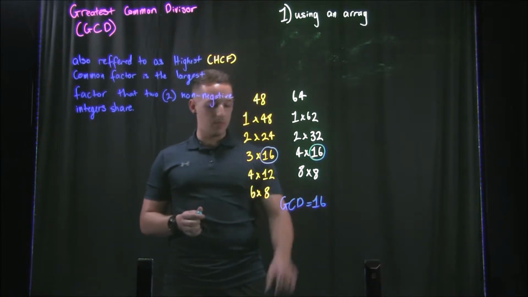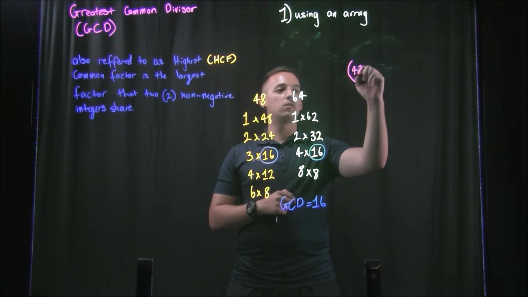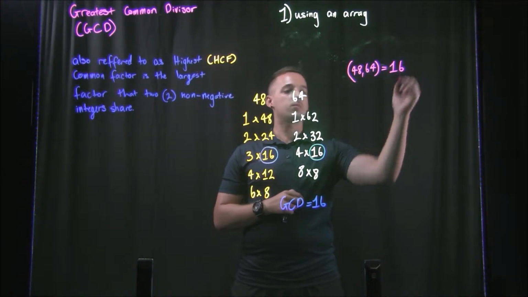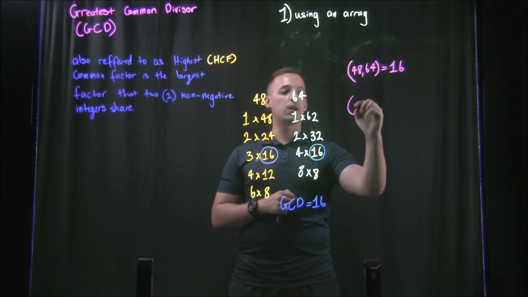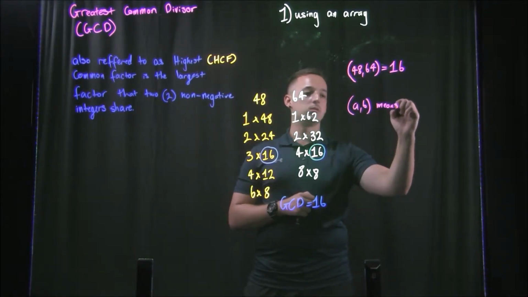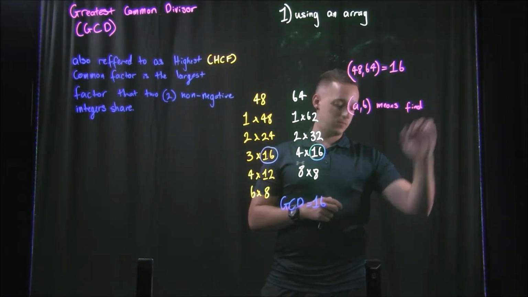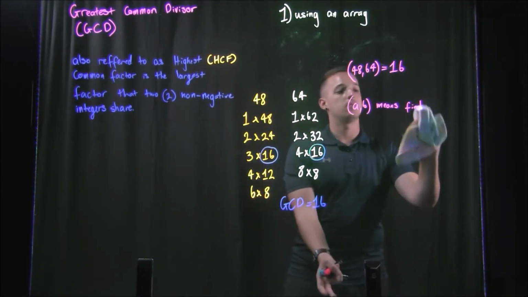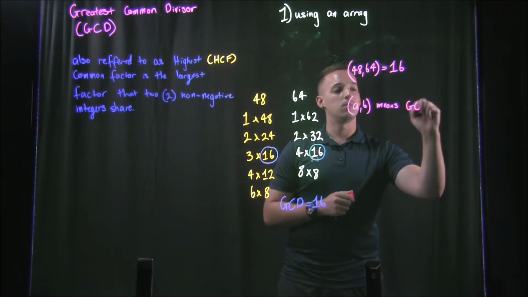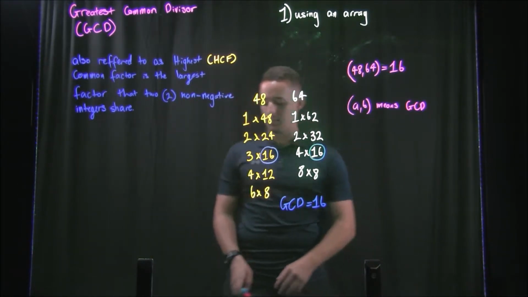And the way we can actually write this is we do rounded bracket 48, 64 equals 16. We do it this way because a rounded bracket a comma b means we're finding GCD. And you'll need to remember this for later because we deal with square brackets in another example.